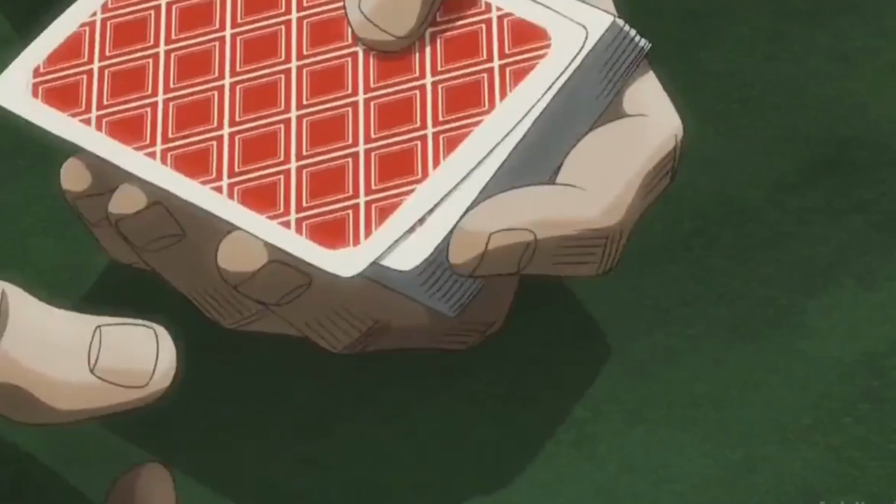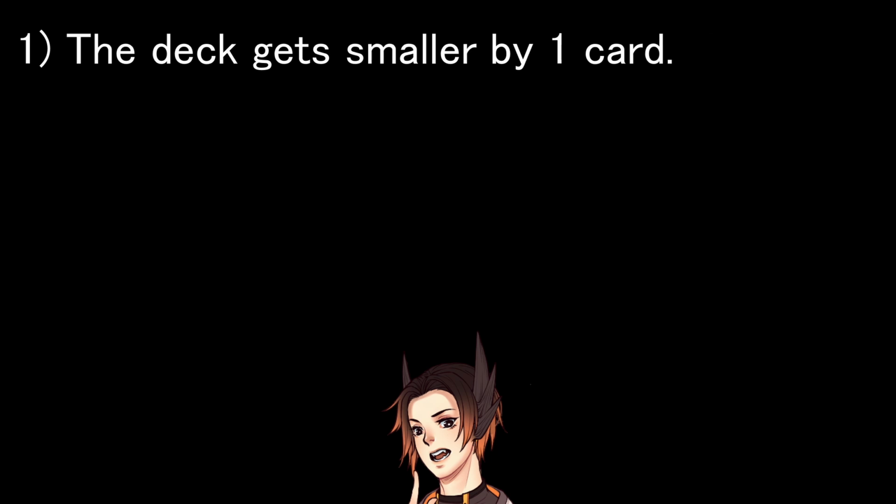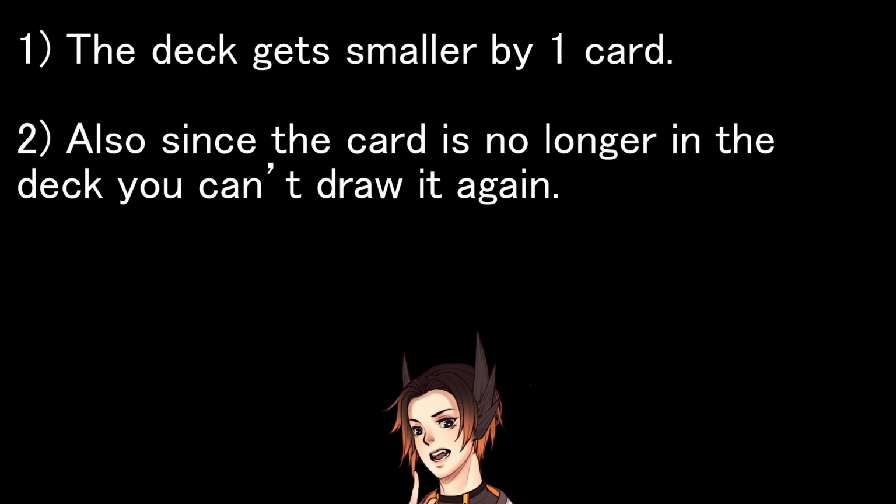A very popular example of people using factorials is considering the possibilities when drawing from a deck of cards. Every time you draw a card from a deck, 2 things happen. 1. The deck gets smaller by 1 card. 2. Also, since the card is no longer in the deck, you can't draw it again. So how do we use factorials? It's pretty simple to illustrate.